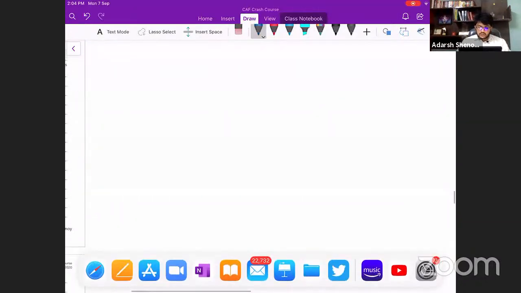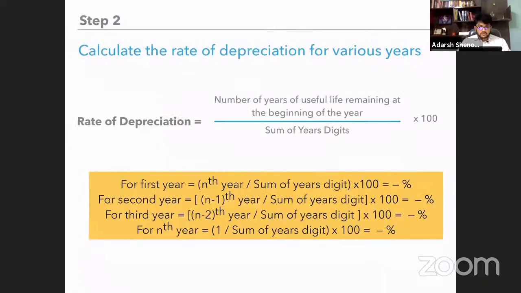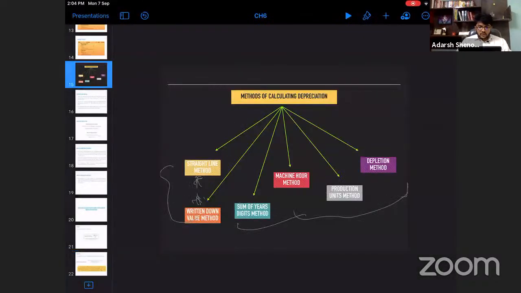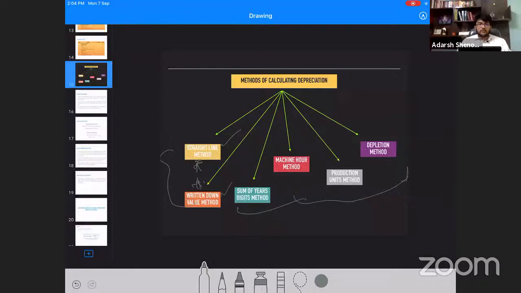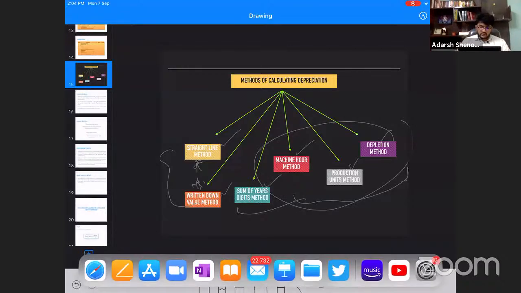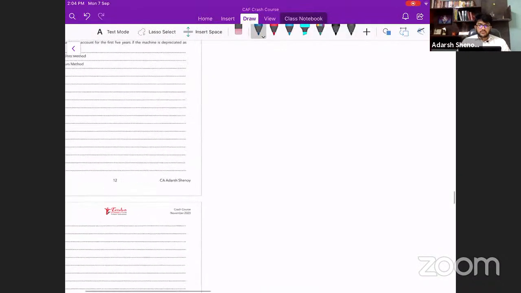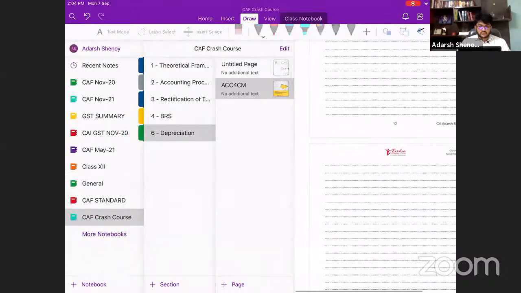Can we just look at the methods? What all methods did we have to discuss? We've discussed the straight line method, the written down value method, and the sum of years digits method just now. Now we're going to discuss the machine hour method. Shall we discuss the machine hour method and production unit method quickly, and also the depletion method? All these three methods are in the same line. The embedded concept is the same, no different with regard to the basic concepts under those three methods.